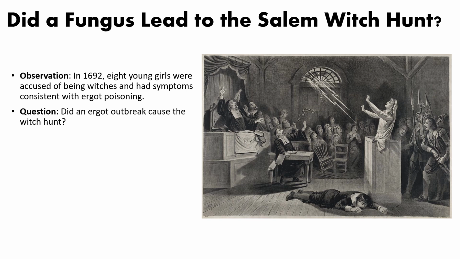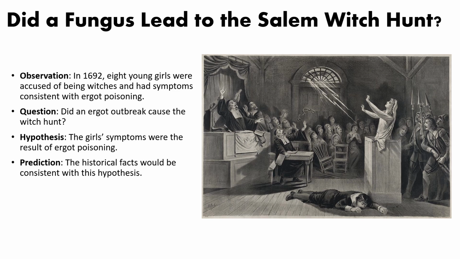The question is, is it possible that an ergot outbreak actually caused these young girls to have these symptoms, and they weren't actually witches, but were just being poisoned and having these weird symptoms? The hypothesis is that the girls' symptoms were the result of ergot poisoning. And the prediction is that if we look at the historical facts of what was going on in that period of time, specifically with agriculture, we may be able to see if this is consistent with our hypothesis.